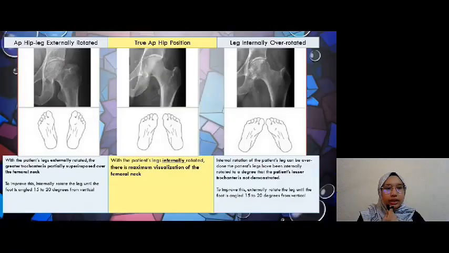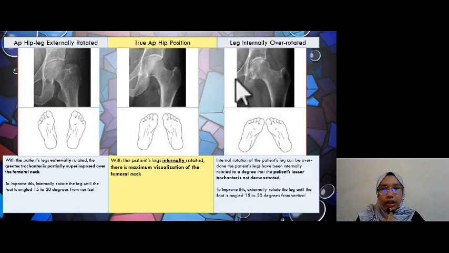Okay, next. This is the comparison between a true AP hip position and wrong positions of AP hip. First I will start with the wrong position. This is AP hip with the leg externally rotated. With the patient's leg externally rotated, the greater trochanter is superimposed over the femoral neck. To improve this, internally rotate the leg until the foot is angled 15 to 20 degrees from vertical.